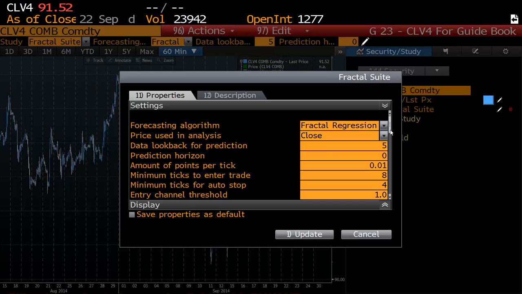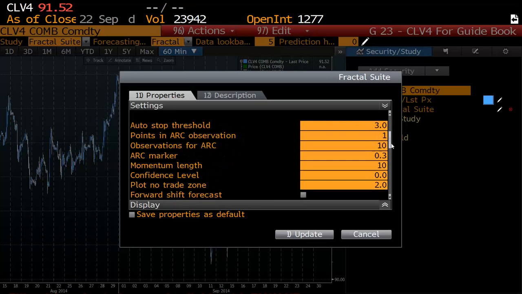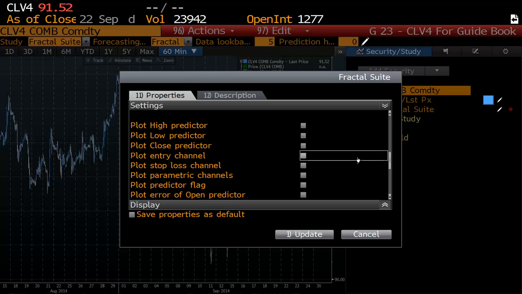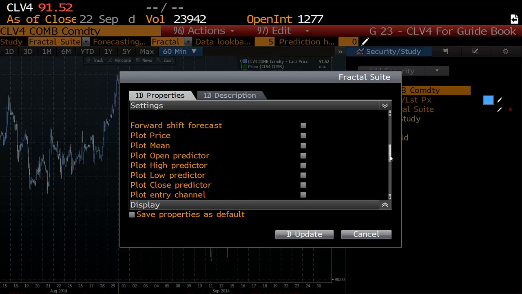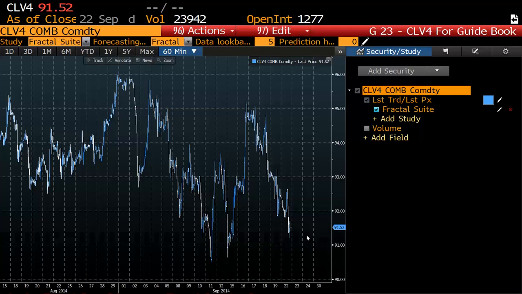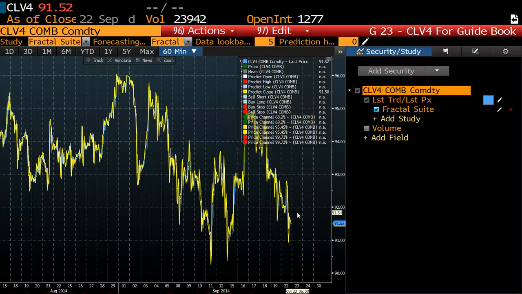Now that we've explained the inputs related to the predictive algorithms, it's an easy matter to plot them on the chart. We simply scroll down here to the various checkboxes that allow you to plot the different indicators in the Fractal Suite, and we find the predictors. We have plot open predictor, plot high predictor, plot low predictor, plot close predictor. So I'm interested in the close, so I'm going to simply check the box, update, and we will see the predicted close plot, and here we have it.